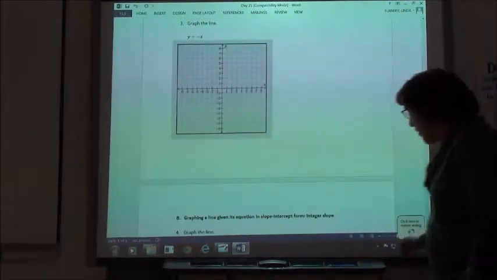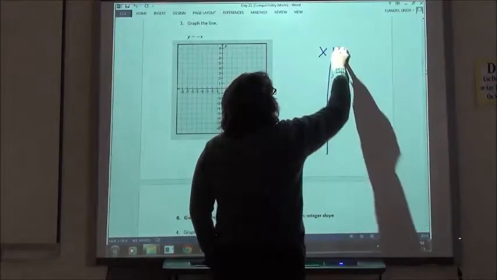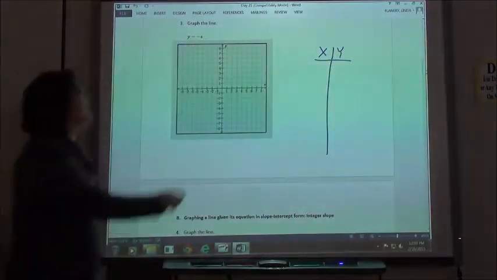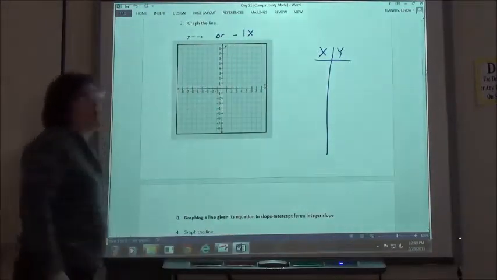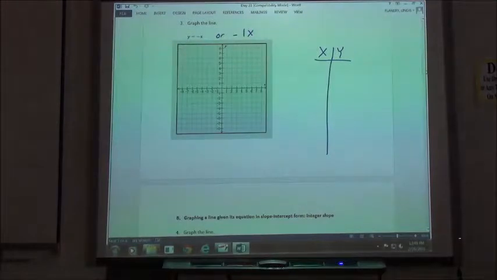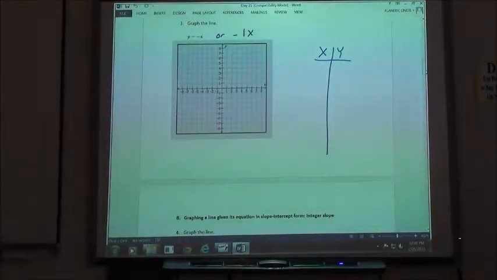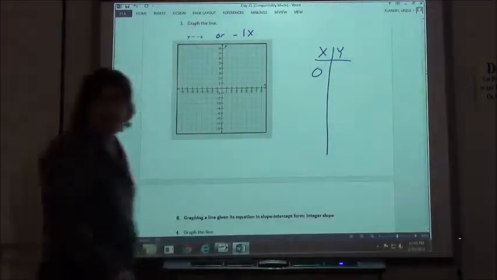So the third one, we're graphing y equals negative x. People have trouble when they have that negative x. So you want to think of negative x as negative 1x, right? Negative 1 times whatever I put in for my x values. So go ahead and pick some numbers to put in for x for me. 0. Always like 0.